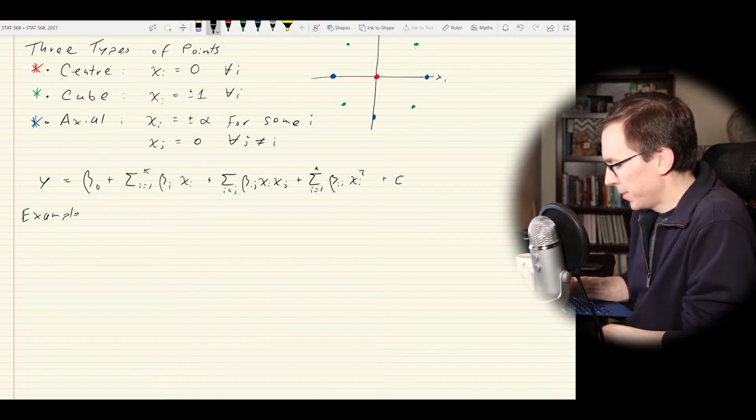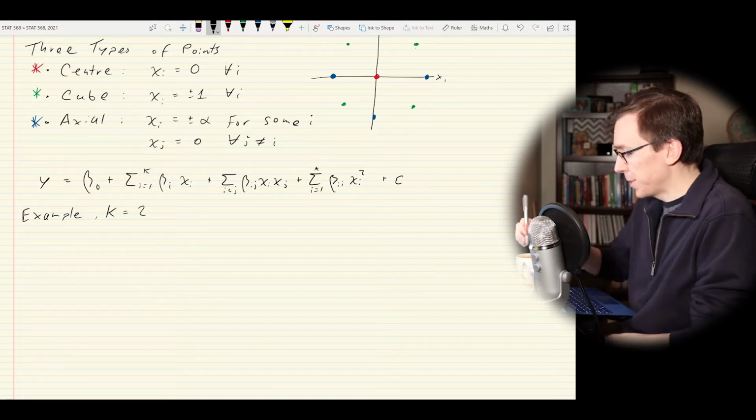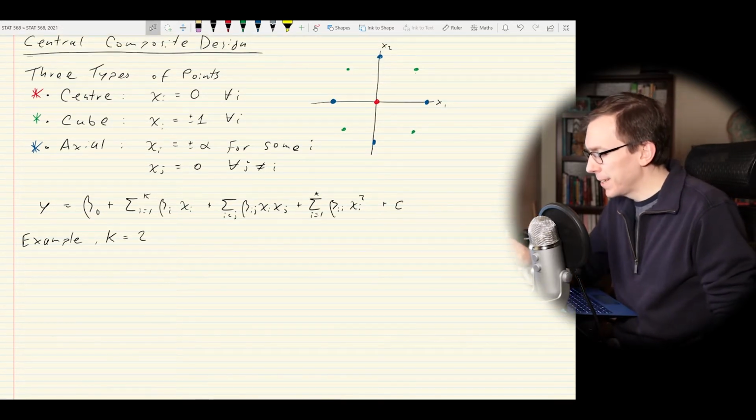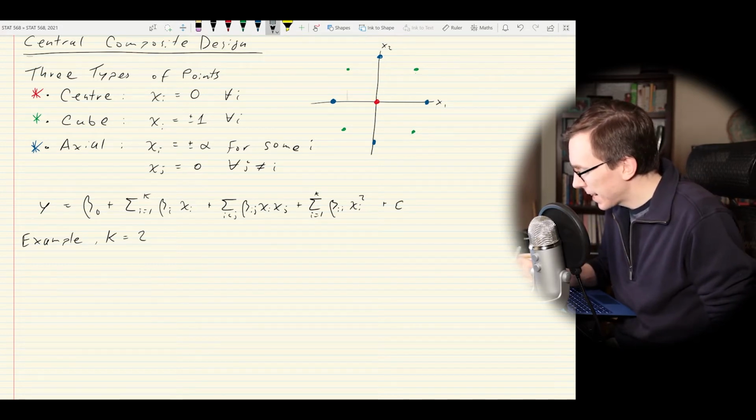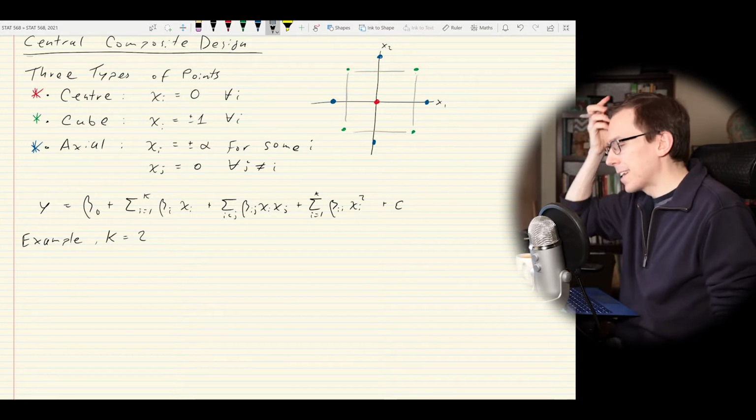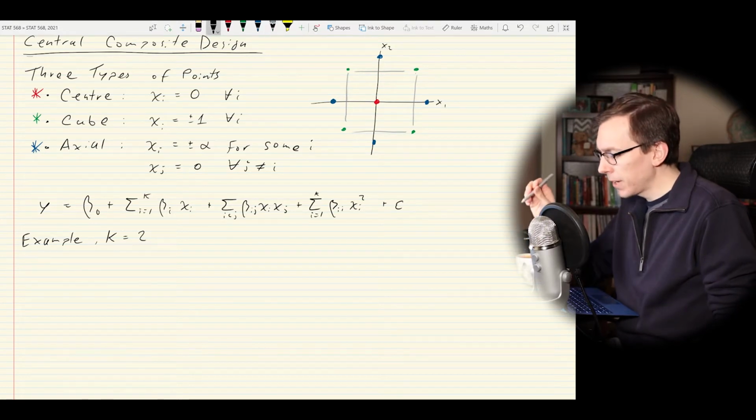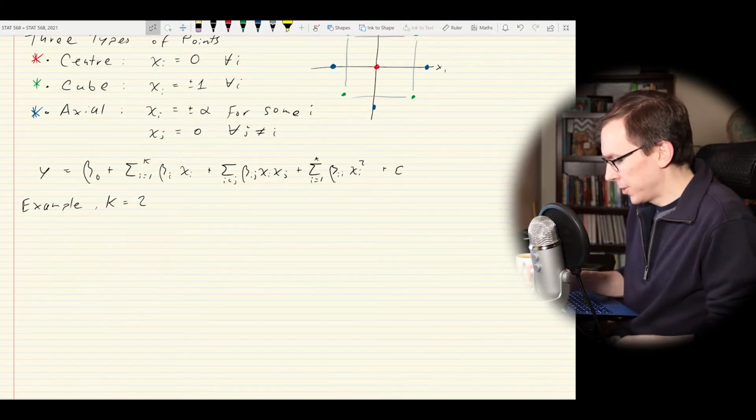We're going to do an example for k equal to 2, which is basically this picture that I drew up here. And if we really want, I can connect the cube points here just to make the picture look a little nicer, something like that. All right, so what is our design going to look like?